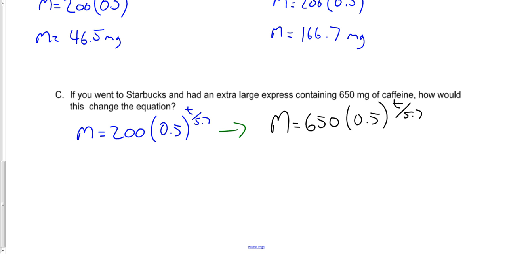Okay? So there's another example of how you can use half-life along with your exponents in order to figure out the decay rate of certain things.